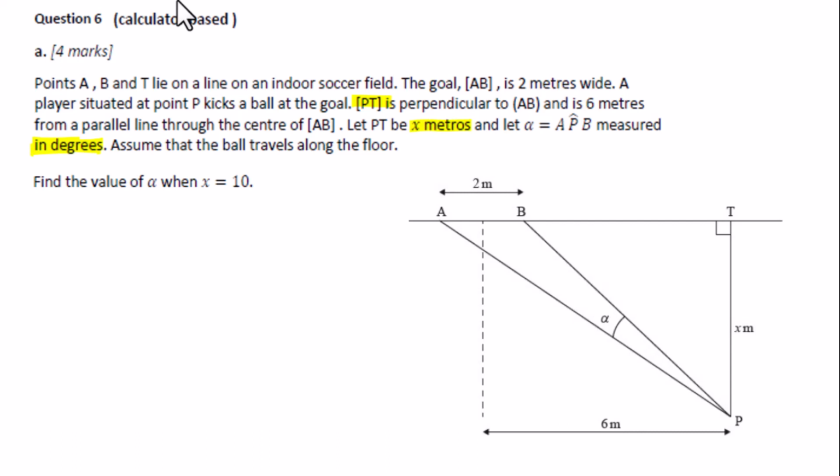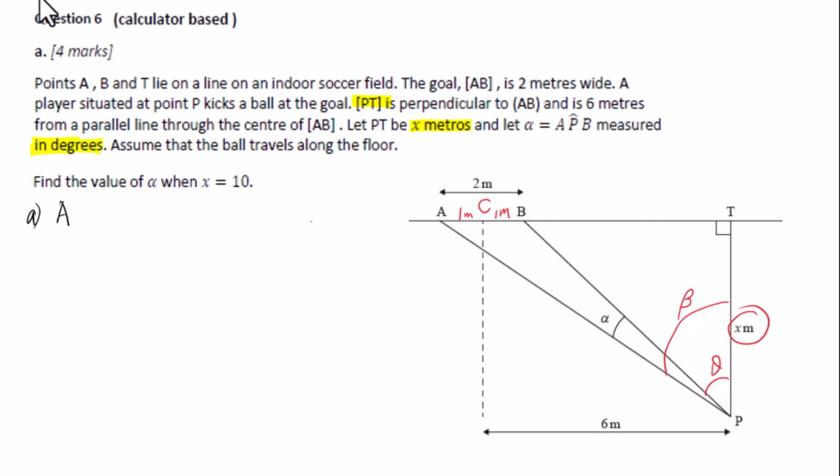Assume that the ball travels along the floor. Find the value of alpha when x equals 10. Let's label this as C. So we have 1 meter, 1 meter. Since this alpha is related to this x, we've got to use a right triangle ATP and a right triangle BTP. We will label this angle theta, and this angle beta.